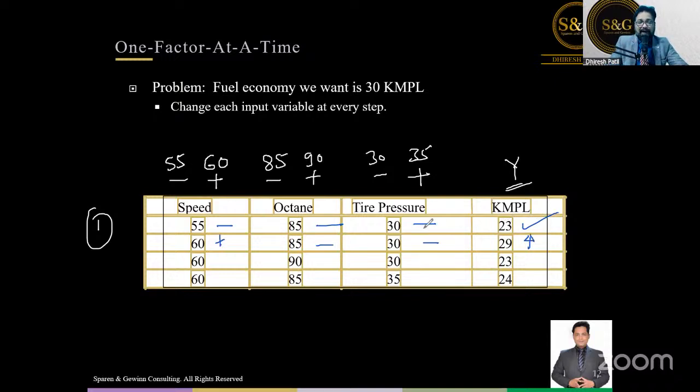So they keep the factor constant. And they alter this factor. Now, the moment they alter this factor, octane, their mileage went down again to square one, which is 23. So they go back again to the octane 85 setting. Okay. After that, they change this setting where a marginal improvement is taken.